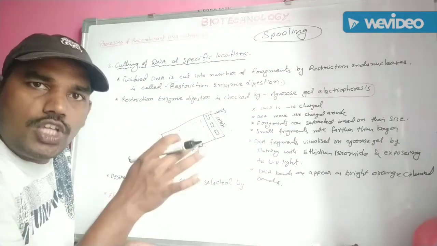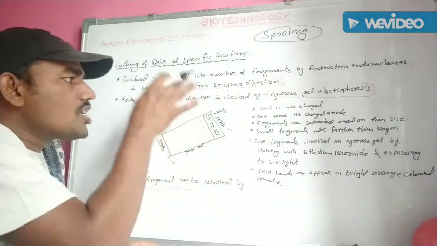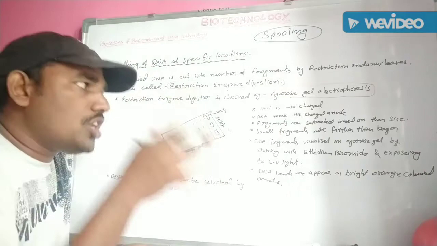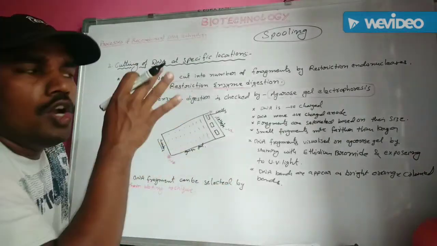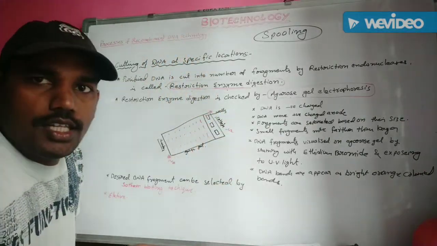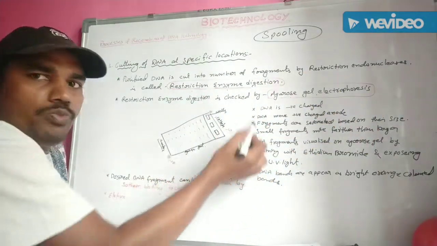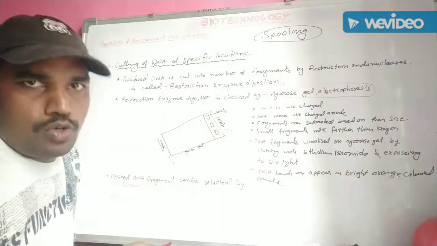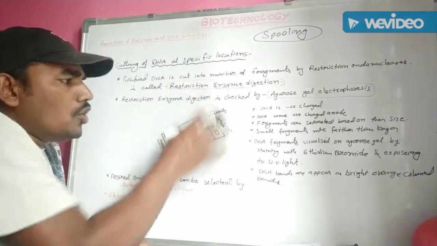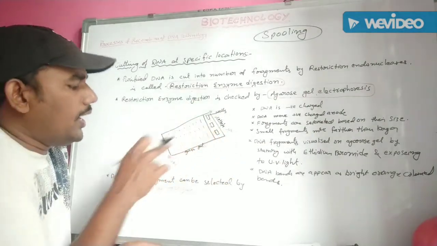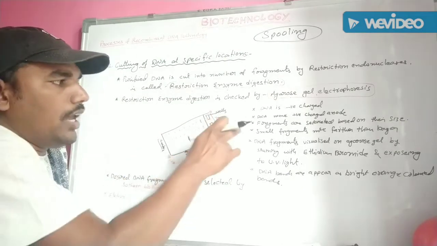This restriction enzyme digestion is checked by one of the tools of biotechnology. This one is agarose gel electrophoresis. This equipment is the agarose gel electrophoresis. This equipment consists of anode and cathode points.